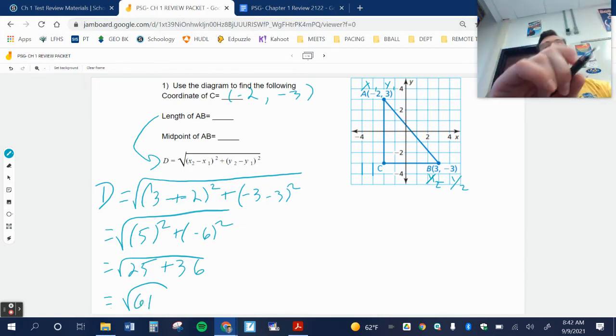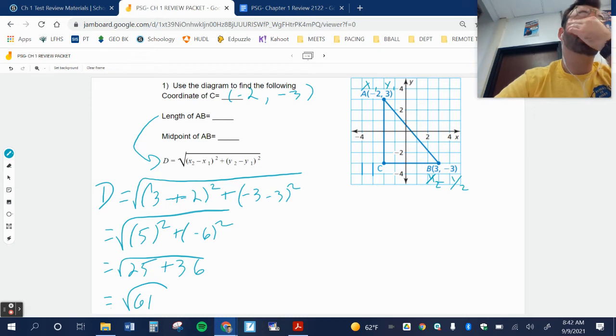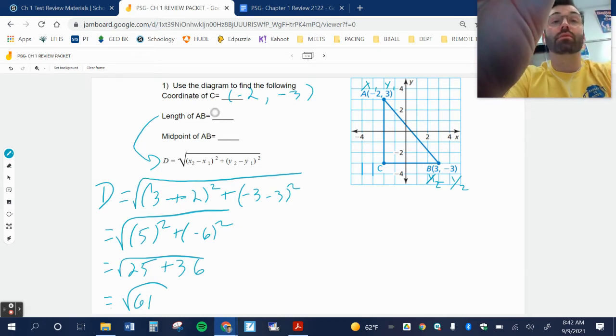Now, I would ask you to normally see if there is a perfect square that multiplies into 61, but there is not. 61 is a prime number. So I just leave it as the square root of 61.